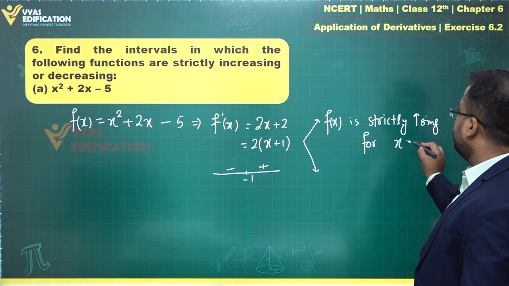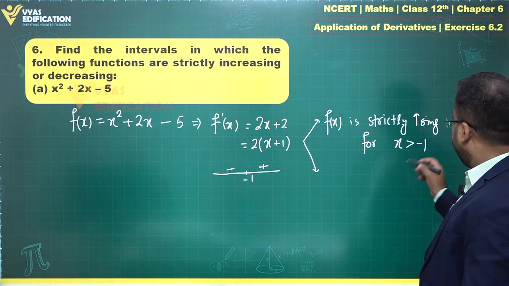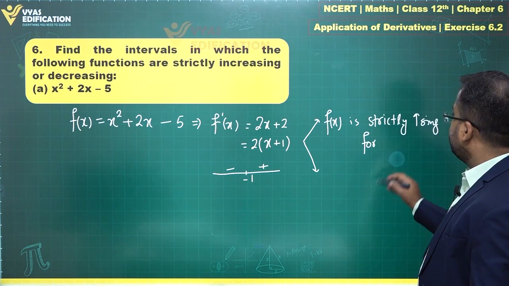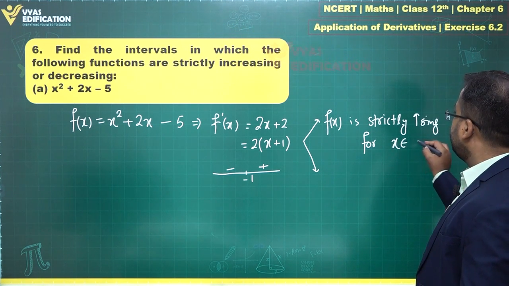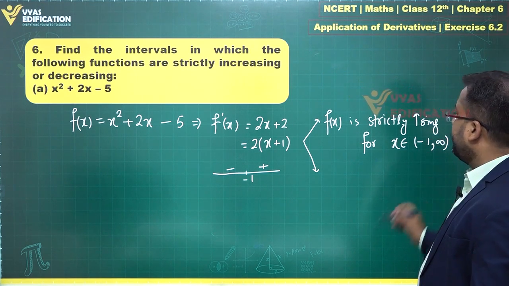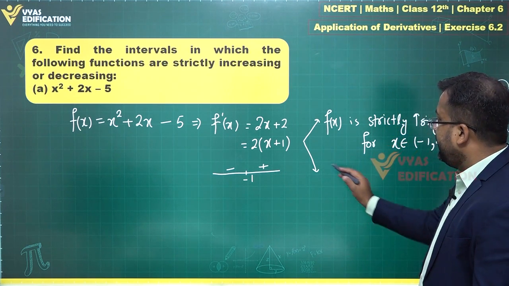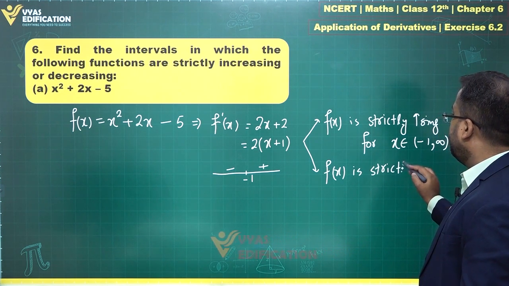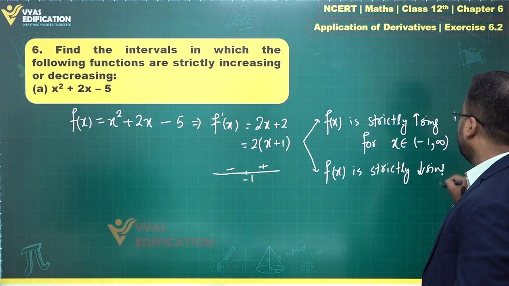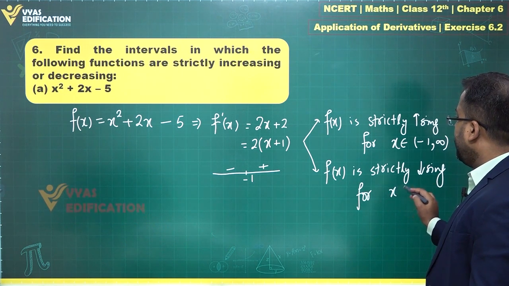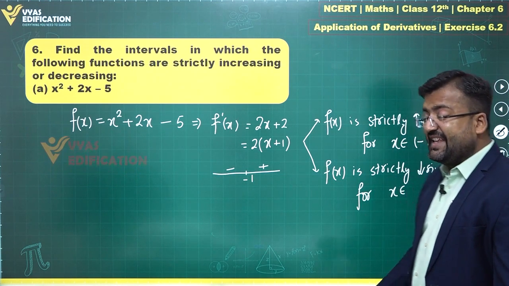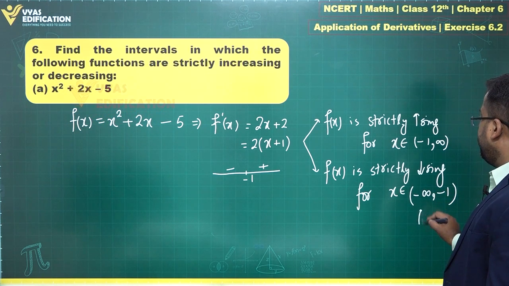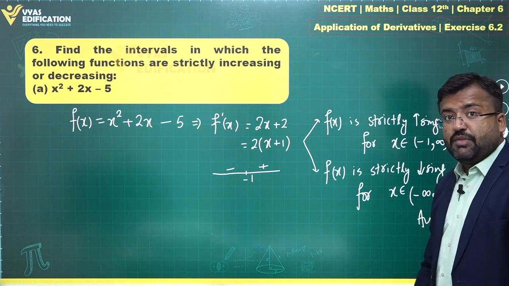For x greater than -1, which can be written in the interval format as x belongs to (-1, infinity). This is what you can comment. And similarly, f(x) is strictly decreasing for x belongs to values less than -1, that is (-infinity, -1), with open brackets. This is the final answer for this part.